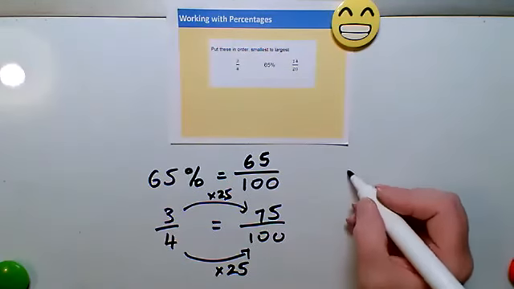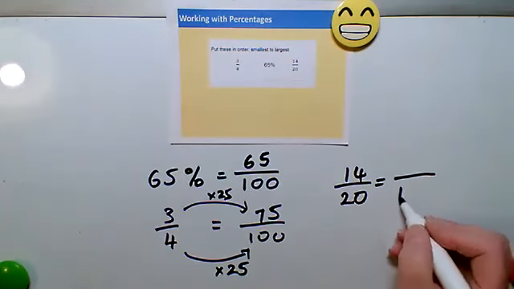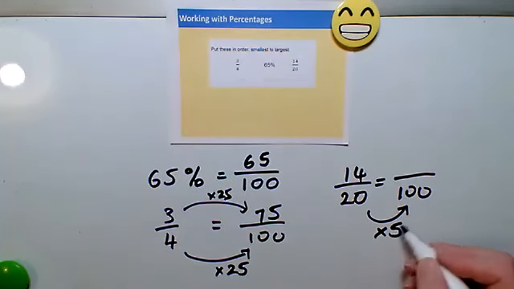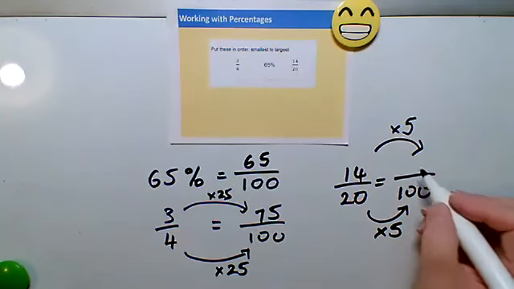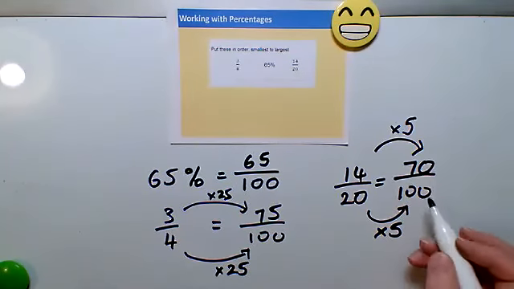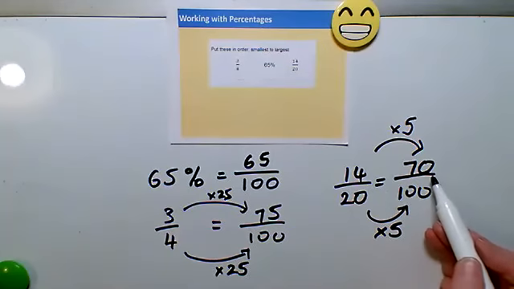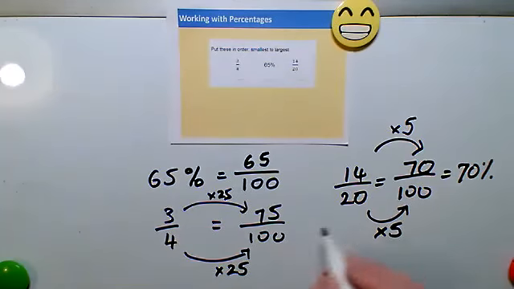And the final fraction is 14/20. So again, I can see that I can easily get from 20 to 100 by multiplying by 5. So creating an equivalent fraction but with 100 as the denominator. So I now know that 14/20 is 70%. 70 over 100, which is also 70%. So 75 over 100 is 75%. You can keep going if you needed to, but I think we'll just leave it at that.